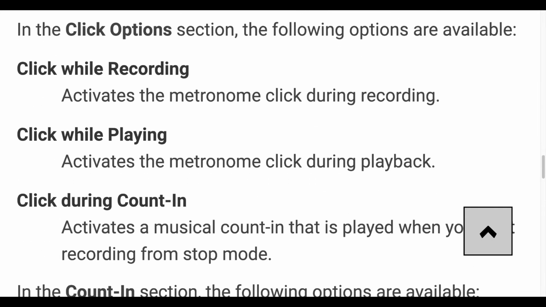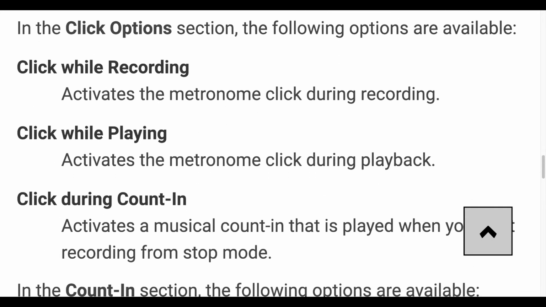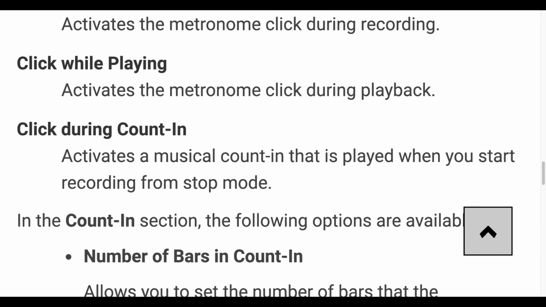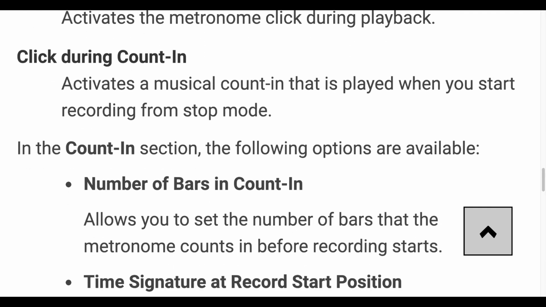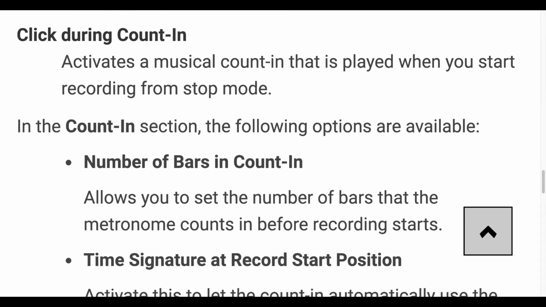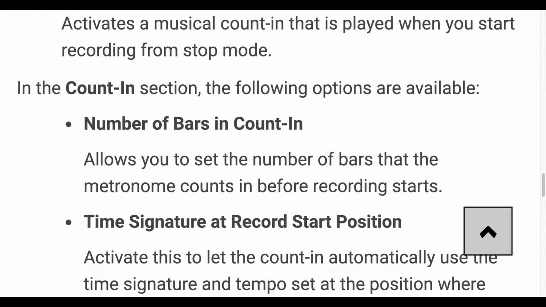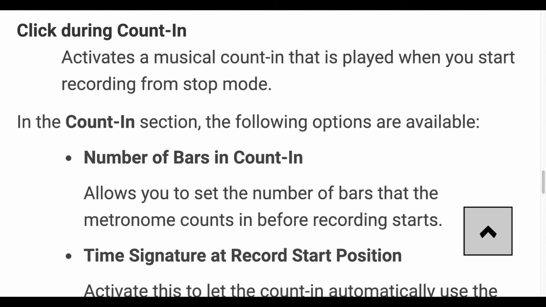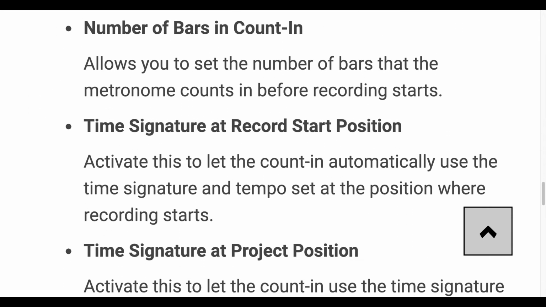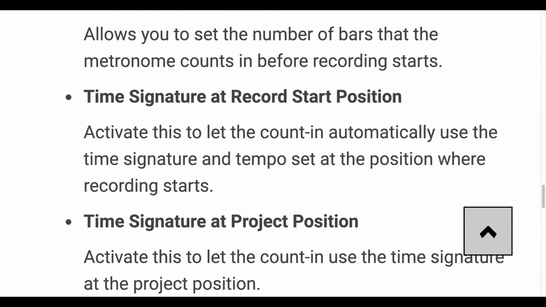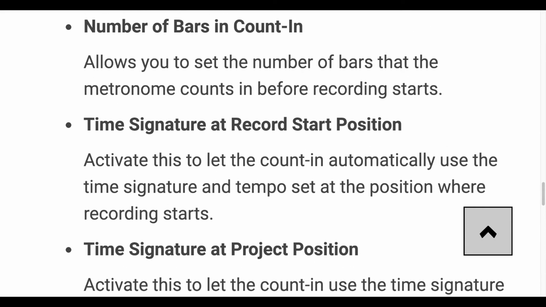In the click options section, the following options are available. Click while recording. Activates the metronome click during recording. Click while playing. Activates the metronome click during playback. Click during count-in. Activates a musical count-in that is played when you start recording from stop mode. In the count-in section, the following options are available. Number of bars in count-in. Allows you to set the number of bars that the metronome counts in before recording starts.